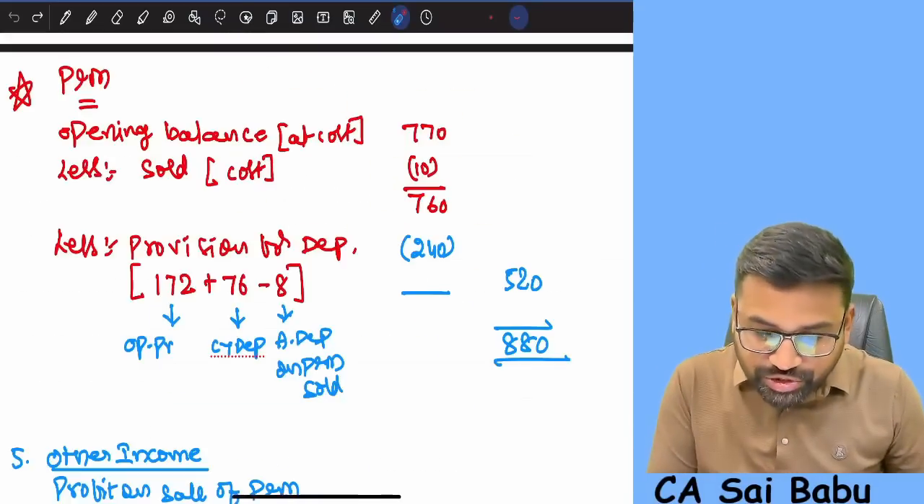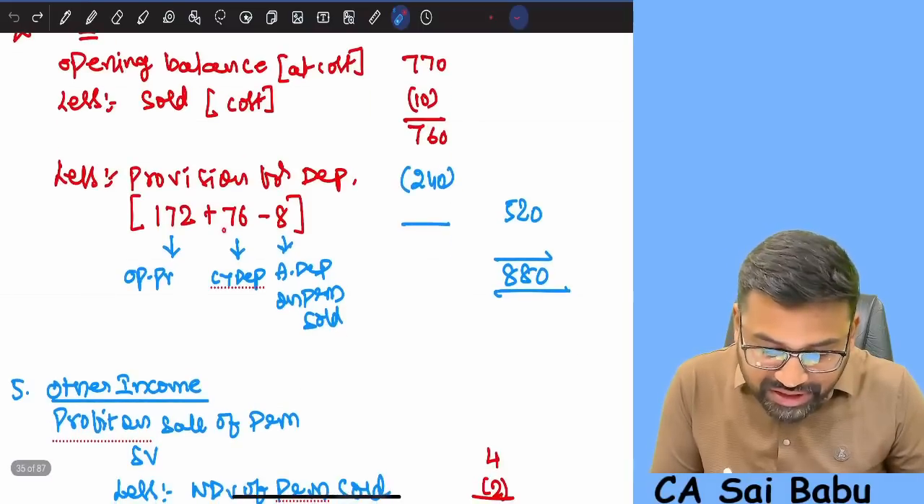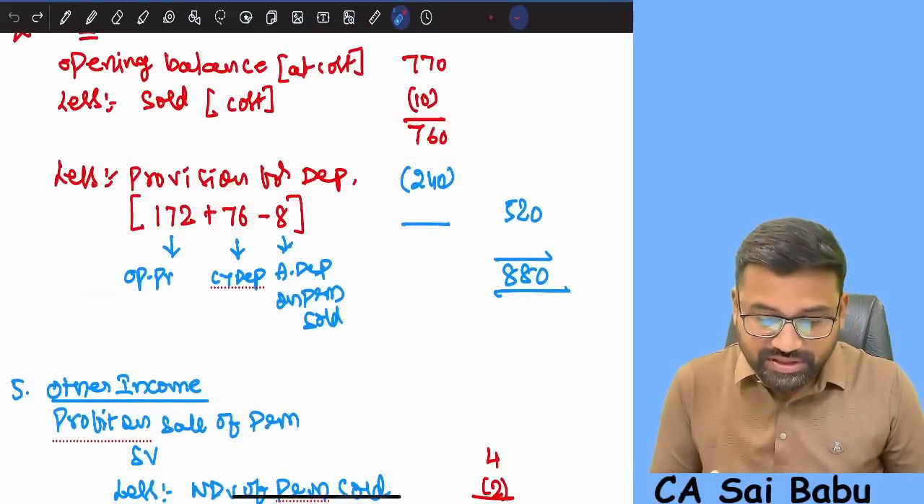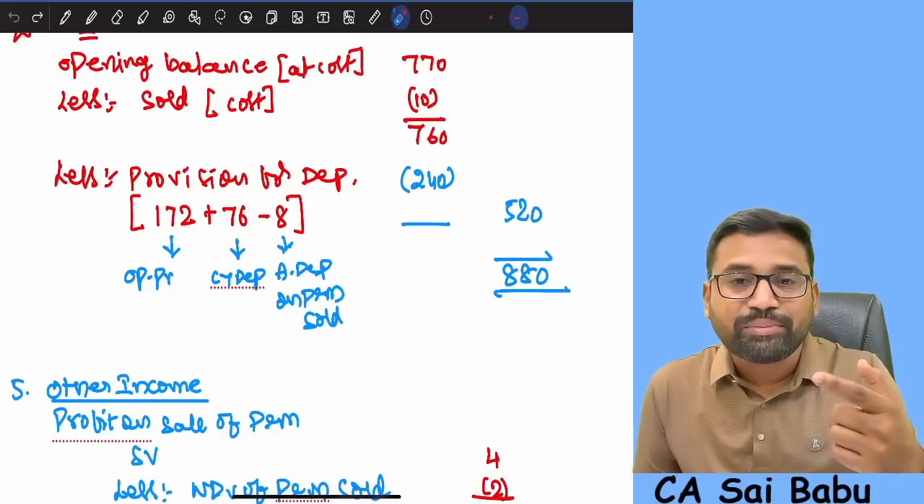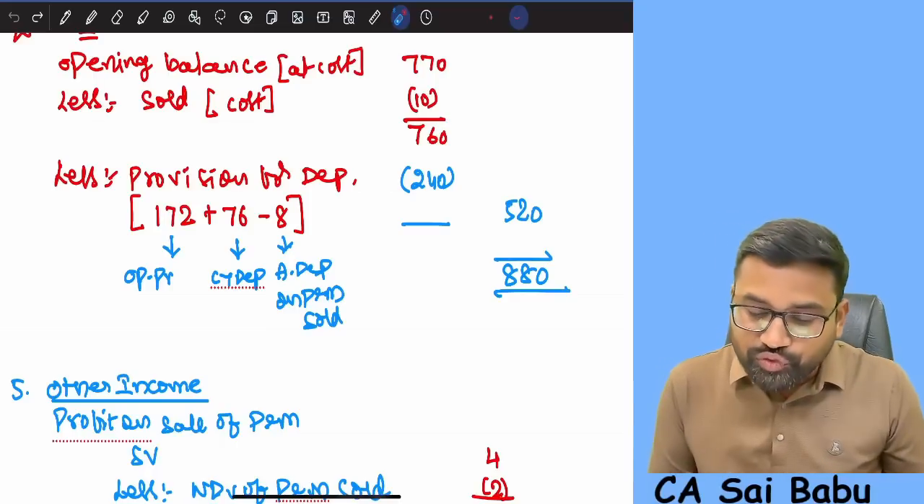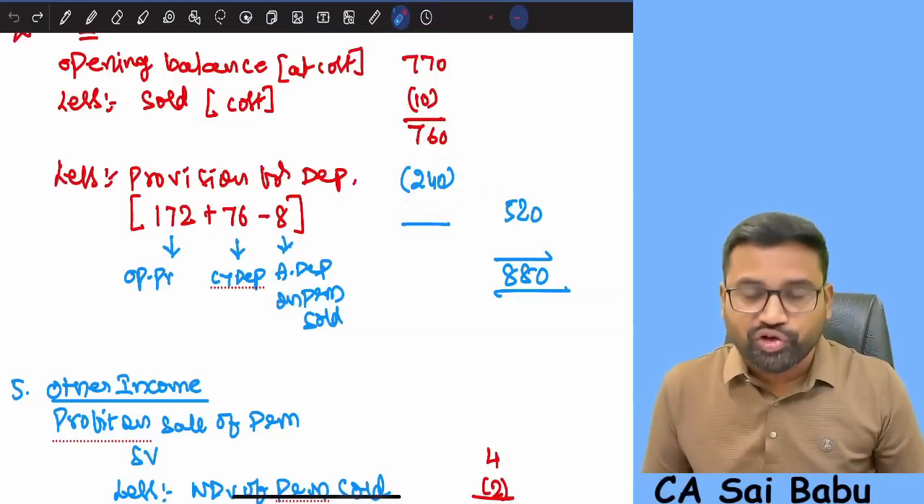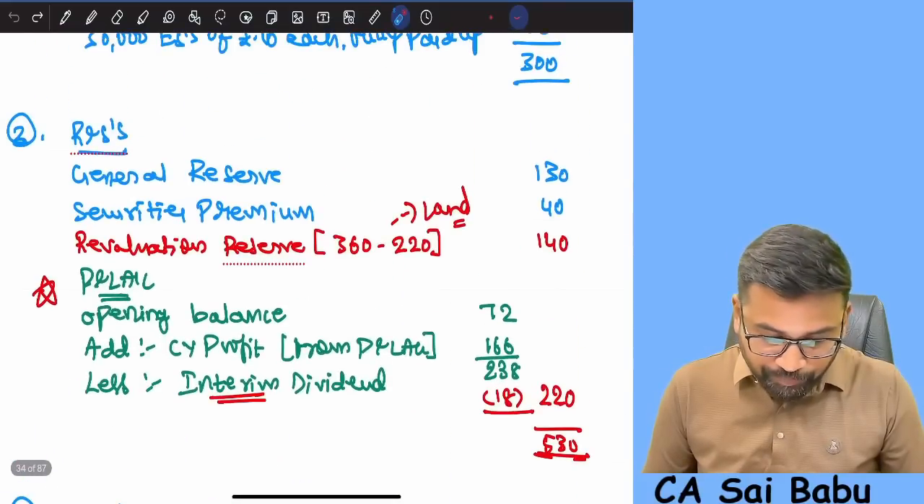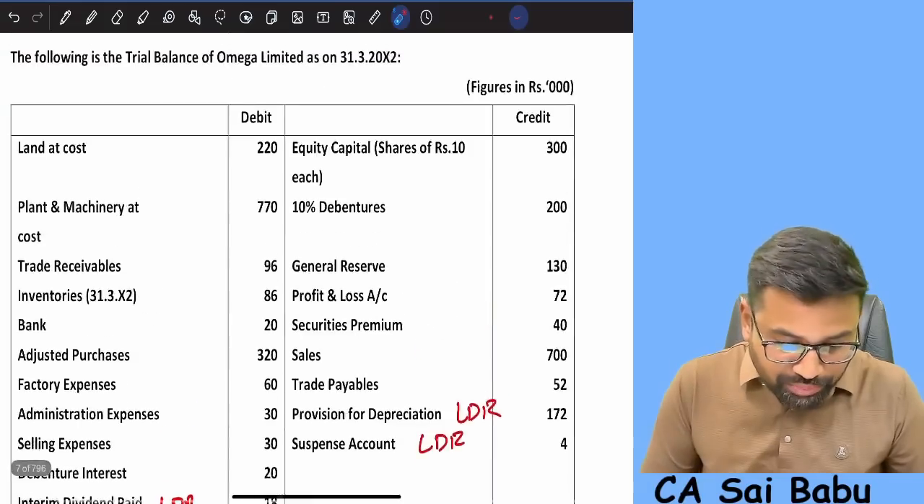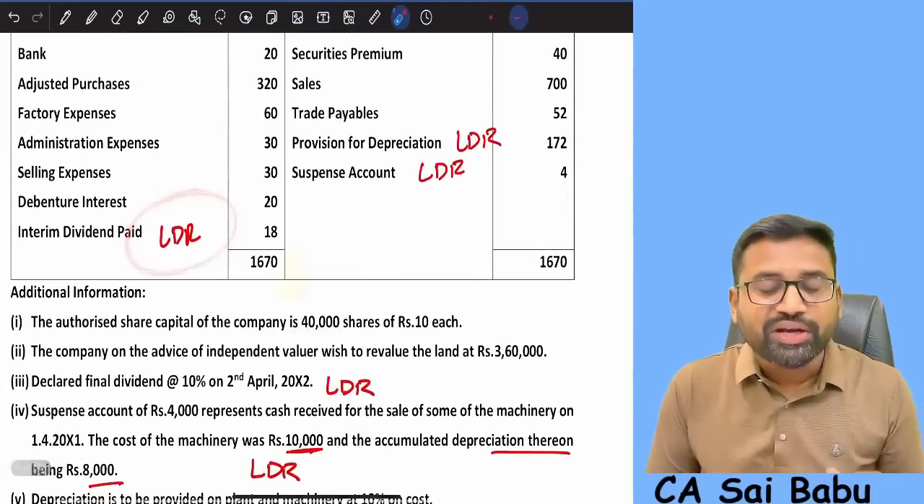So what are the current year adjustments? Current year depreciation is 10% on 760, 76, minus 8. 8 minus is what? The depreciation in respect of assets sold. Therefore, the closing provision for depreciation is 240. So plant and machinery will be shown at 520. Okay. And there is one more important point in the question, sir. Interim dividend paid.